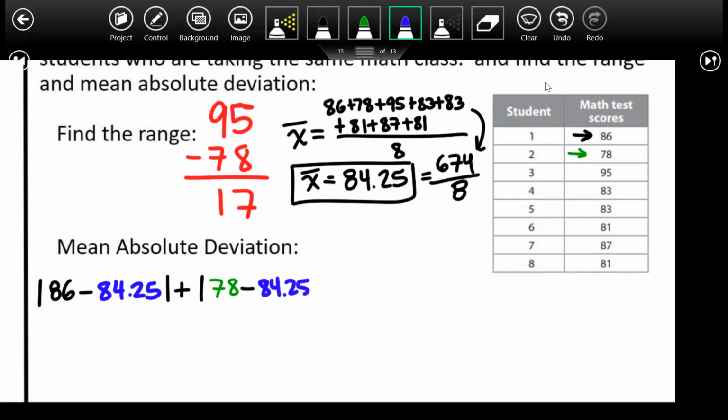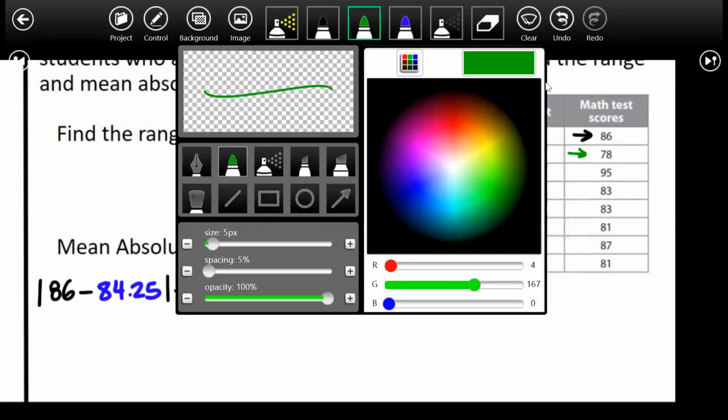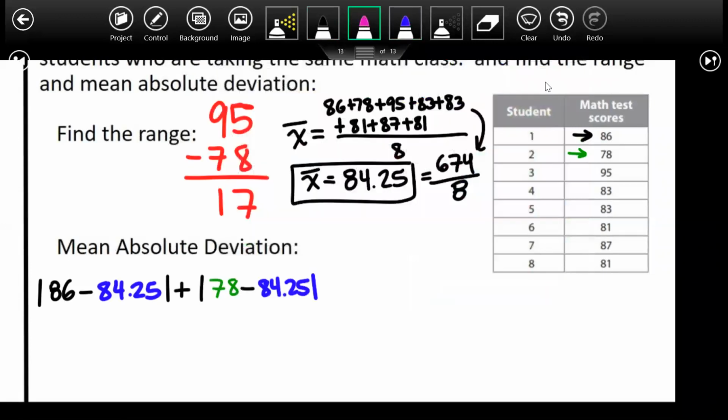You see how many points we have to do? We're not going to have to draw for this one. The next one's going to be 95. That's the first 3.